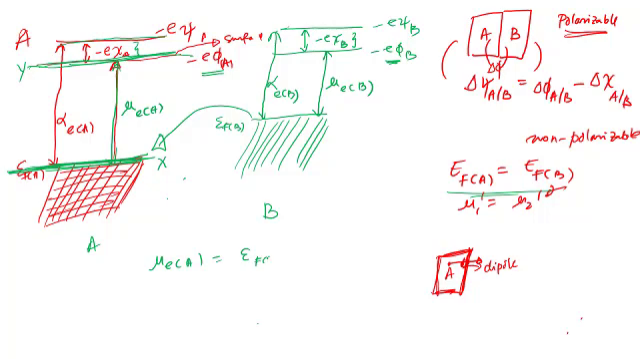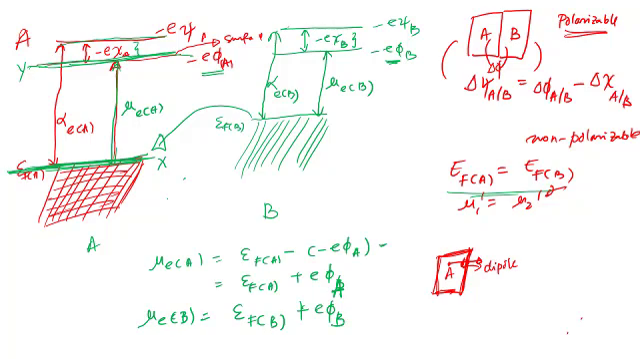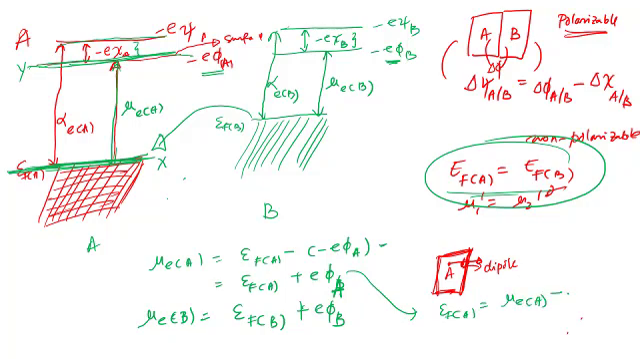So that would be equal to EF of A minus E phi A. Similarly, mu E of B would be equal to EF of B plus E phi B. And we know that EF of A becomes EF of B. So from here, I can write EF of A as mu E of A minus E phi A, and EF of B as mu E of B minus E phi B. And these two become equal when they're equilibrating. So then we would have mu E of A minus E phi A is equal to mu E of B minus E phi B.